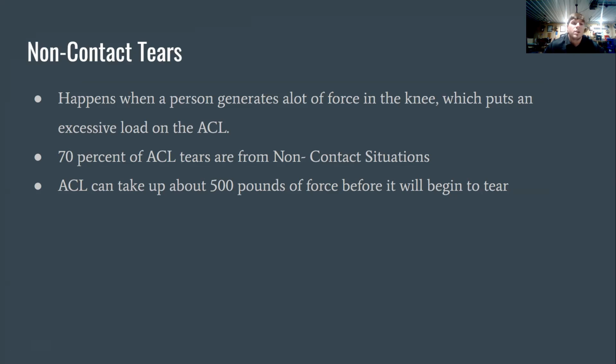The next thing I'm going to talk about is non-contact tears. Non-contact tears happen when a person generates a lot of force in the knee, which puts an excessive load on the ACL. When I say an excessive load, your ACL can take up to 500 pounds of force before it will begin to tear. That can happen to anybody, but it could be all the way up to 500 pounds for some people, and it could be less than 500 pounds for some people. I'll get into that in just a second with an example with my sister.